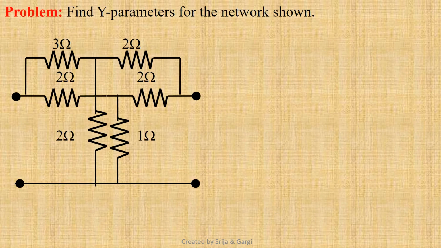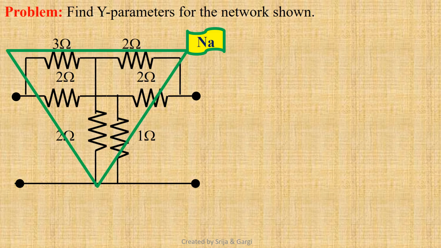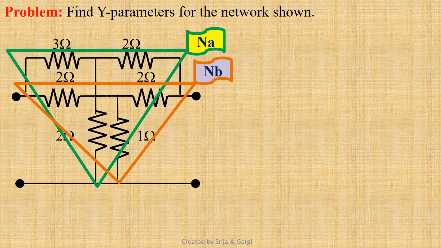Let us solve a numerical problem. Here we can see a resistive network. We have to find the Y parameters of the network shown. Here two networks are connected in parallel fashion. We can see network A and network B, both are T networks connected in parallel connection.